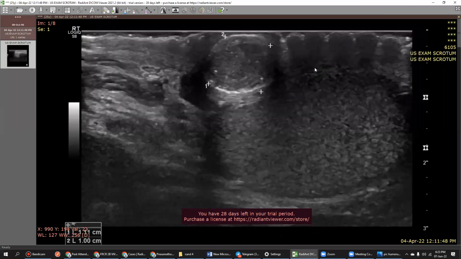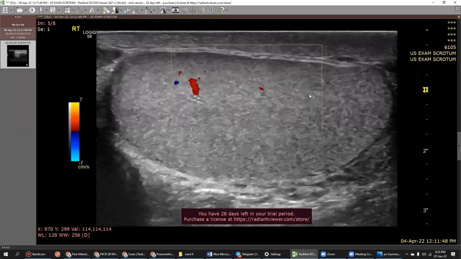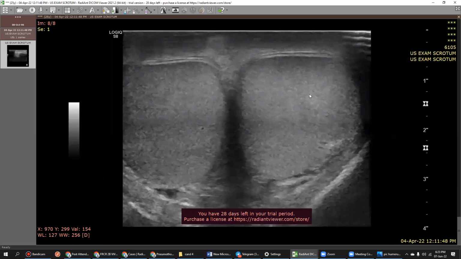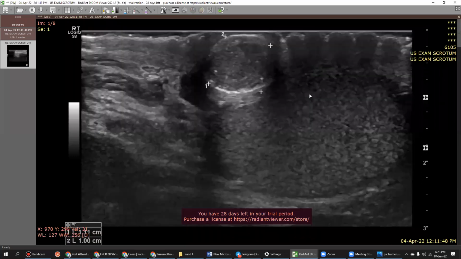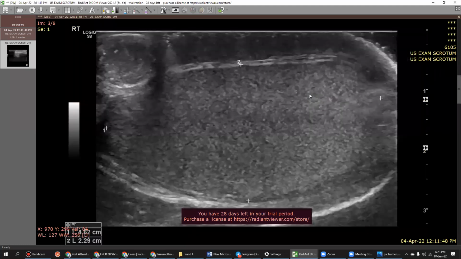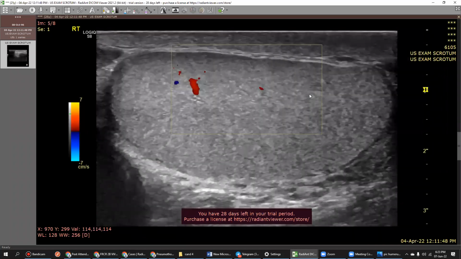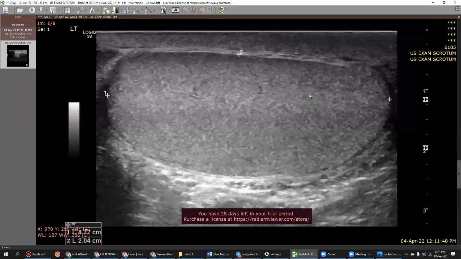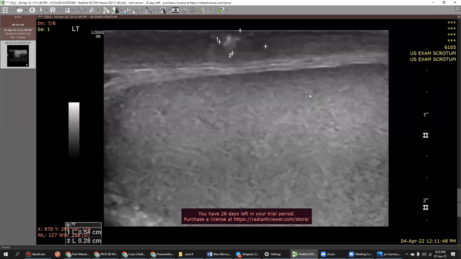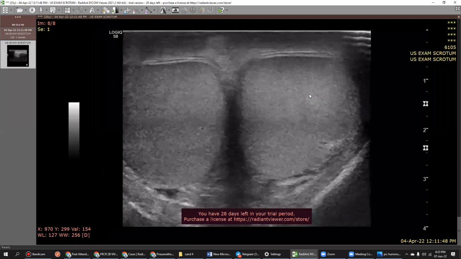You can scroll. This is ultrasound of both testicles. The right one appears to be hypoechoic. No, this is the right one. Left is good, it's okay. Don't worry about it.